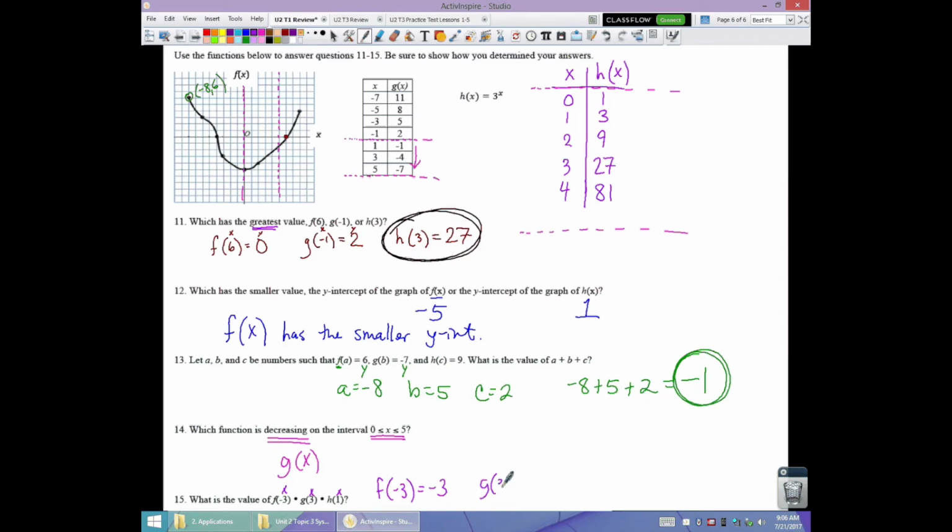G of 3, g of +3, means I want to go to where the x is 3 here. The value is -4. And h of 1. So when x is 1, I get a value of 3. Now, for this question, I'm supposed to multiply those three values. So -3 times -4 times 3. -3 times -4 is 12, times 3 is 36.